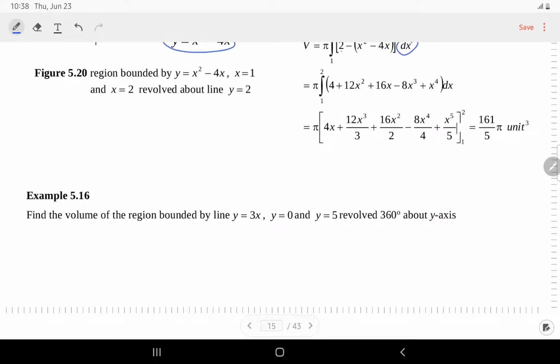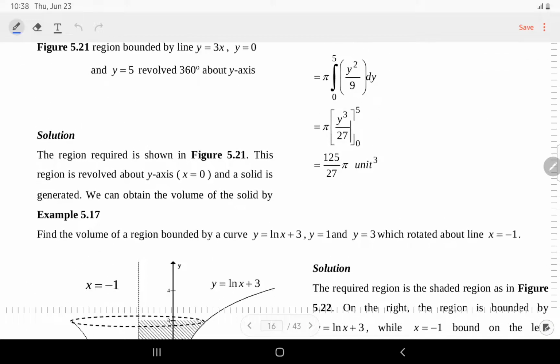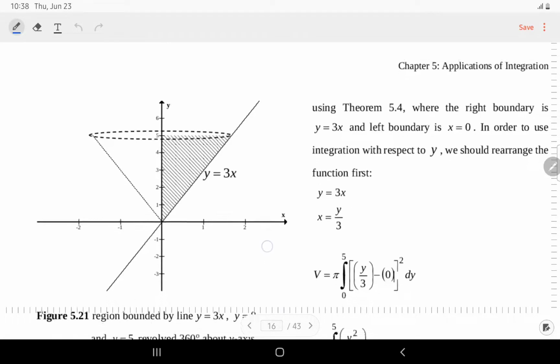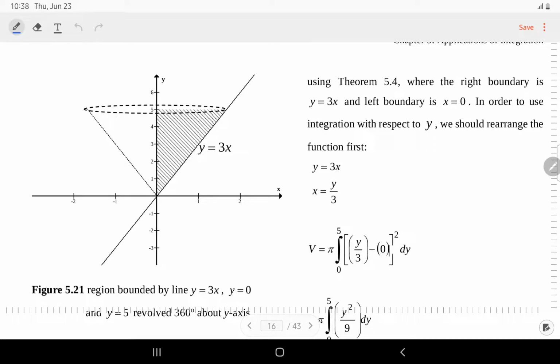Okay, next example. Okay, find the volume of region bounded by line y equal to 3x, y equals 0, y equal 5, revolve 360 degrees about y axis. Kali ni dia kata dia revolve about y axis. Okay, this is the figure. Okay, so dia kata region tu bounded by this line. And then y equals 0. Where is y equals 0? Y equals 0 yang ni lah. Y equals 0 and y equal 5. Y equal 5 yang ni.